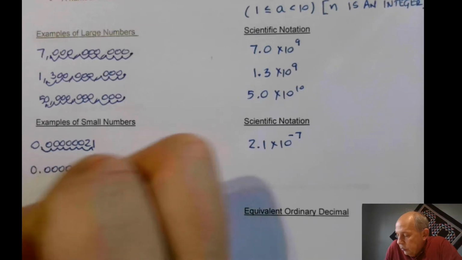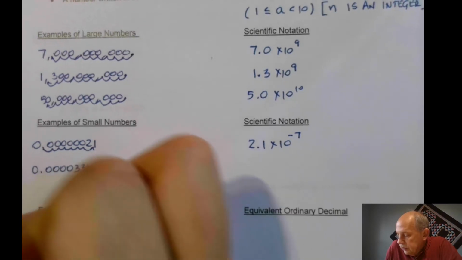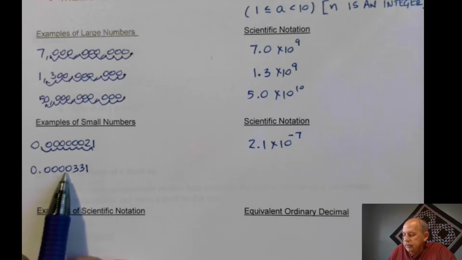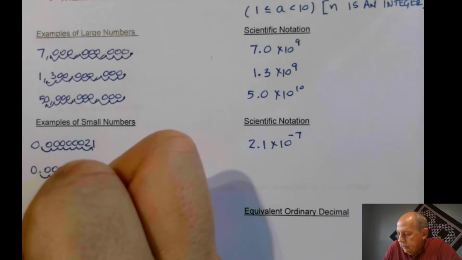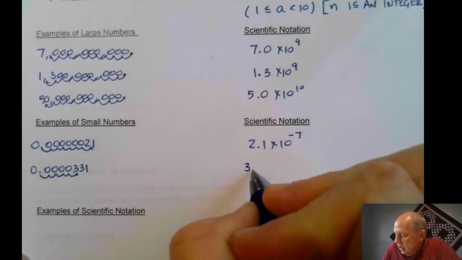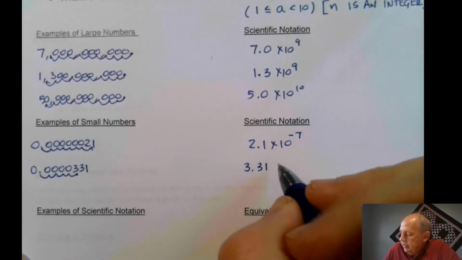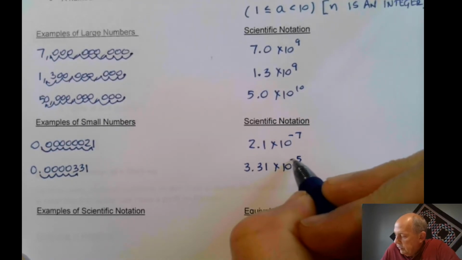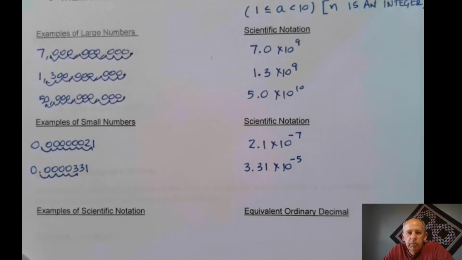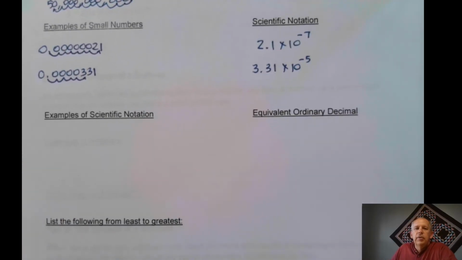Let's say I have one like this, 0.000331. I'm going to move the decimal over 1, 2, 3, 4, 5 places. 3.31, the A again is between 1 and 10, and I move that decimal over 5 places, small number, -5 as my exponent. Let's go the other way.